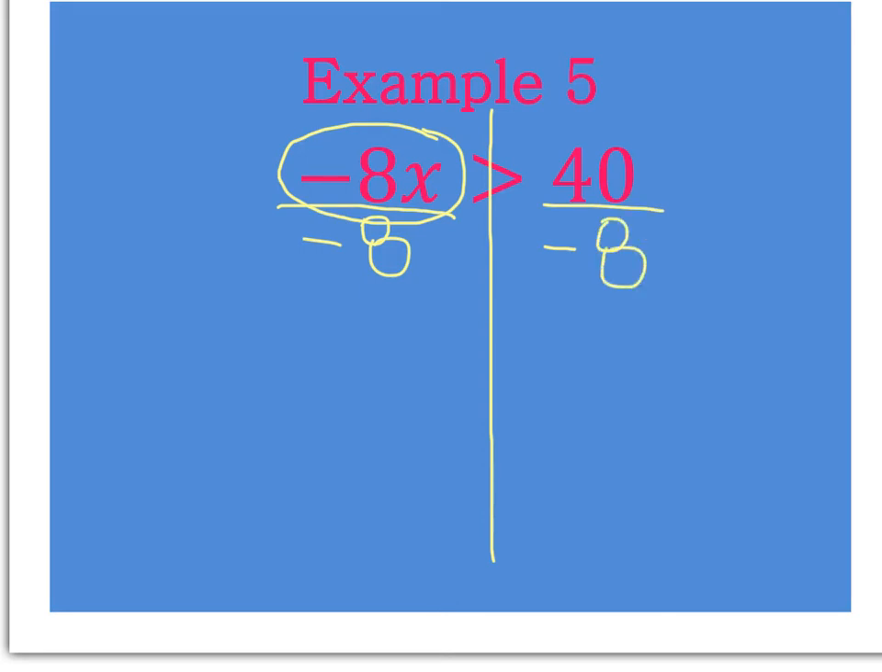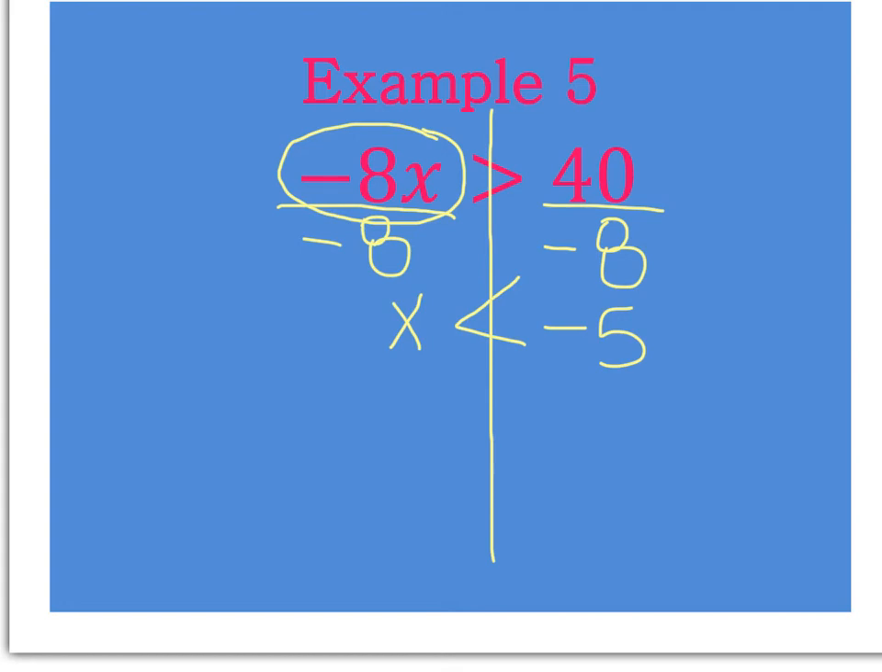Now, I told you that this is different than equations because anytime you divide both sides by a negative number, you must flip your inequality symbol. So now it goes from greater than to less than. Negative 8 divided by negative 8 gives us x, and 40 divided by negative 8 gives us negative 5. Okay, so this is saying that if we put any number that is less than negative 5 in for x, it's going to be a true statement.